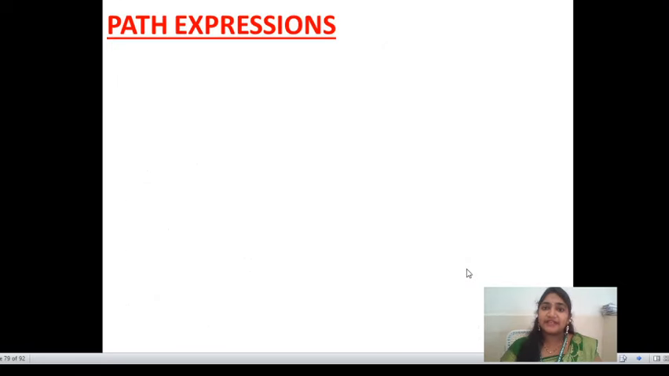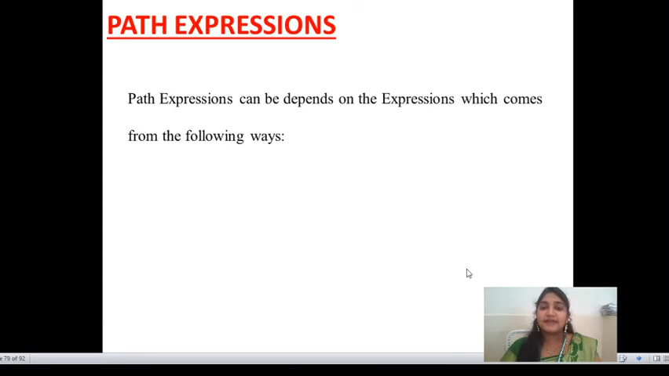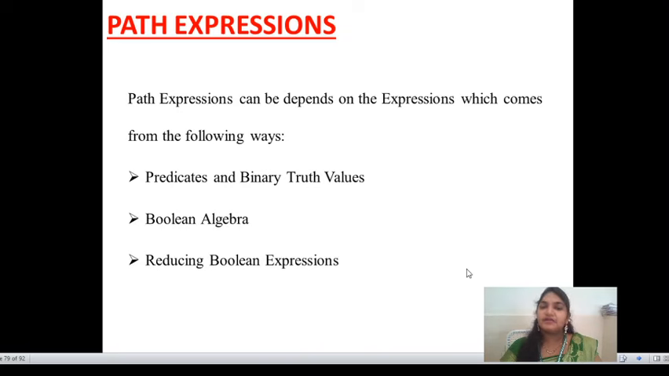Next, coming to the path expressions. What is meant by path expression? We have already discussed it in the previous chapters. A path expression depends on expressions which come from the following: predicates, binary truth values, and Boolean algebra. So here also one way is to define and reduce using Boolean algebra. I already discussed in the previous chapter: the expression which defines the path between the entry node and the exit node is known as a path expression.